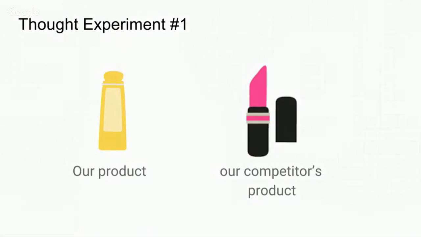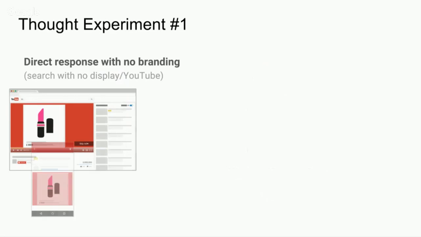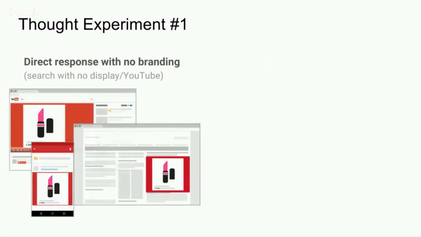So let's see what happens if we want to advertise our product. One, let's imagine that we have no branding advertising. So we're only doing search. We're only doing direct response advertising. So search, no display, no YouTube. We're only doing search. We're only there when people are actually looking for it. Let's see what happens. Remember, this is our competitor. Our competitor is showing up everywhere. They are on YouTube. They're on mobile display ads. They're going to be there for remarketing. They're everywhere.